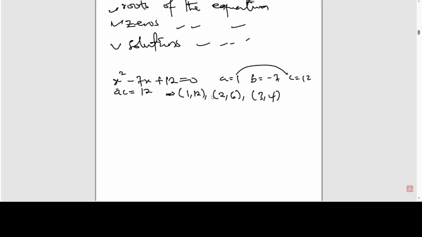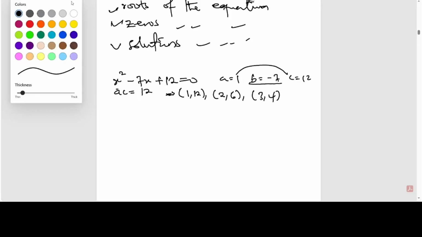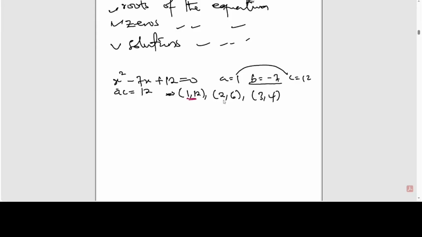Next we want to find out which of these factors we can combine to get b. What is b? b is negative 7, right? So which of the factors can we combine to get negative 7? It's not possible with 1 and 12, not possible with 2 and 6, but possible with 3 and 4, right? We want to get negative 7. So the question is, how do I combine 3 and 4 to get negative 7? I have to make it negative 3, negative 4, right? Or negative 4, negative 3.